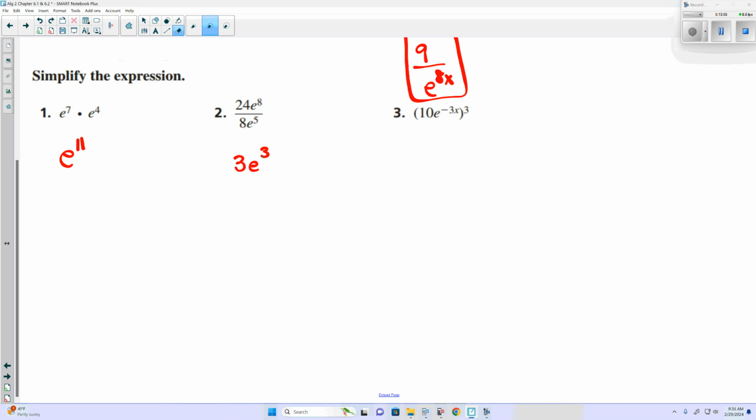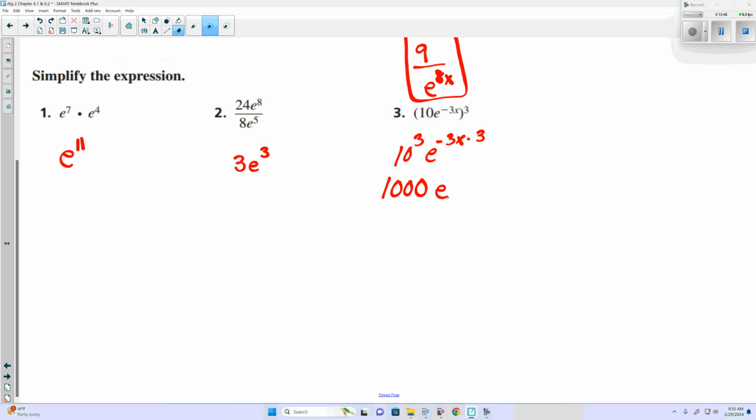10e to the negative 3x cubed. So we have 10 cubed times e to the negative 3x times 3. Okay, since we have one term, nothing's being added or subtracted inside there, we can just apply that 3 to both. If it had been 10 plus e, we have to do 10 plus e times 10 plus e and multiply it by itself. 10 cubed is 1,000. Because 10 squared, 10 times 10 is 100. Because really with that power, we're just adding zeros.